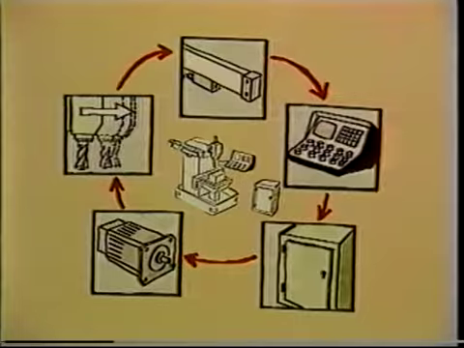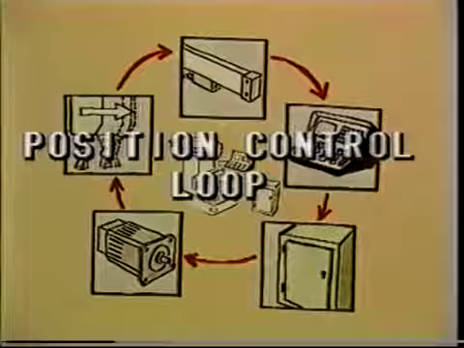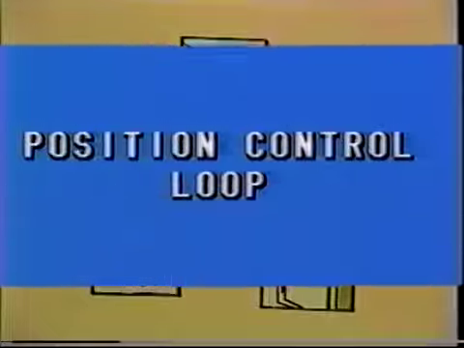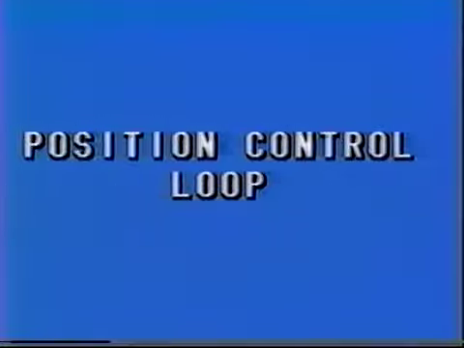But the entire procedure goes so fast that a position check, a comparison of set point and actual positions, is carried out every 1,000th of a millimeter. This whole process is called a position control loop.